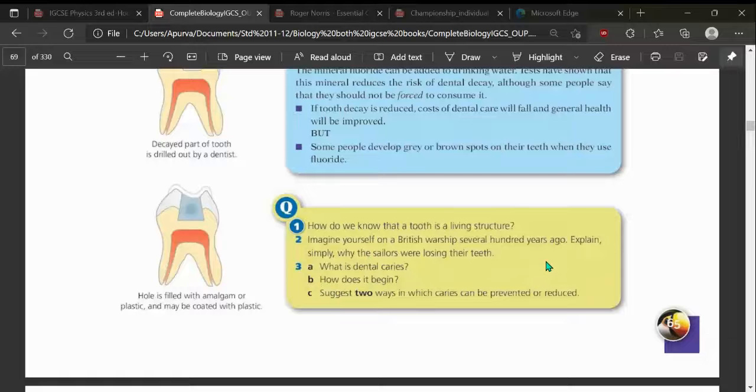How do we know that the tooth is a living structure? Because I think it's connected to the nerves. I'm not sure. Let's find out.